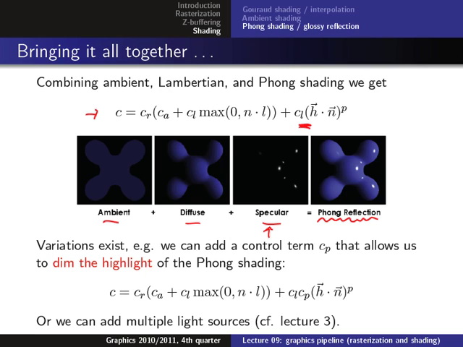For example, in the book, they mention that we can add a factor, a term CP here, and that allows us to dim the highlight of the Phong shading, so to modify the intensity of the highlight. And also we saw already in lecture number 3 that we can add multiple light sources by just calculating this value for different light sources and then summing it up or making an average of it. I didn't copy the formula here, but I hope you remember it or look it up. All right.